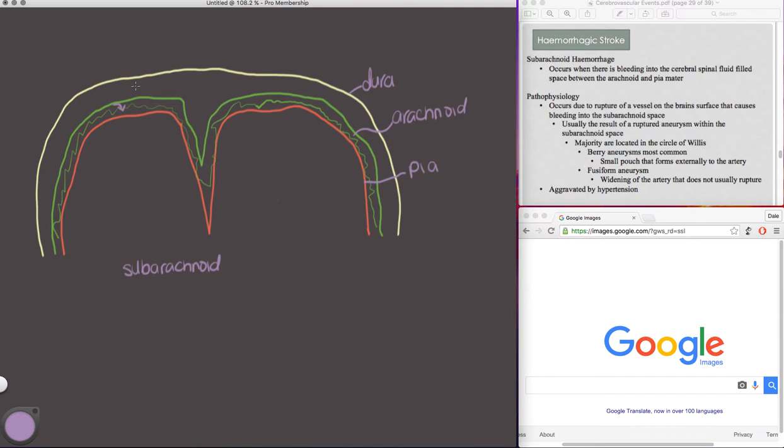So what's going to happen is there's vessels that come through here. One of those vessels is going to rupture. Generally, it is an artery, and it's going to cause excessive amounts of blood to build up in that arachnoid space. So we know that we're looking at rupture of a vessel or vasculature below the arachnoid space, or the arachnoid outer membrane.